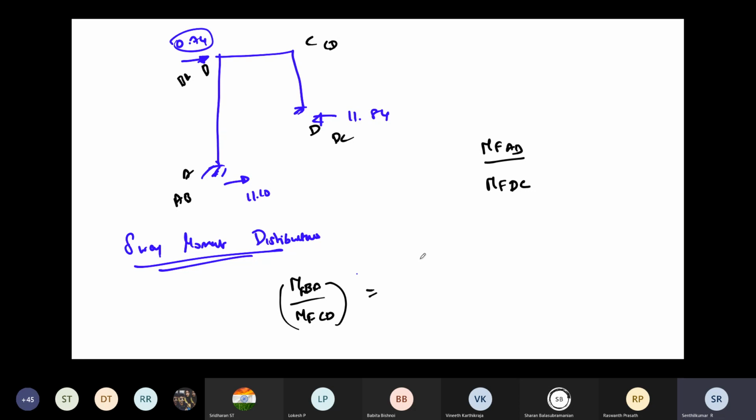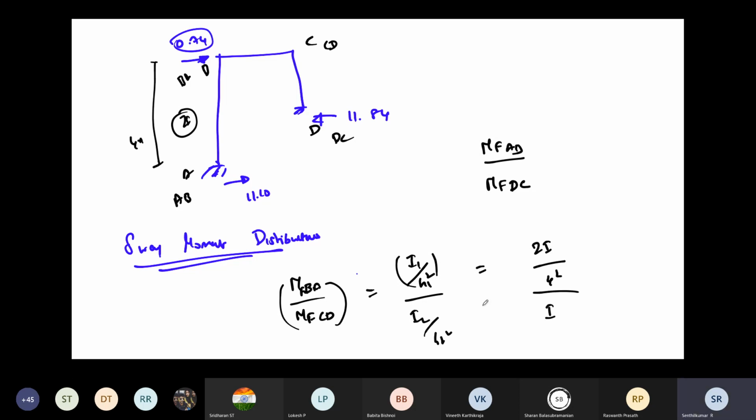So now what will be your work? This will be I1 by H1 square divided by I2 by H2 square. So what about your I here? That is 2I, right? What is your H1 square? H1 is 4 meter, right? 4 square. Divided by this is I value. What is your H? 3 square. So finally you will get the ratio as 9 by 8.